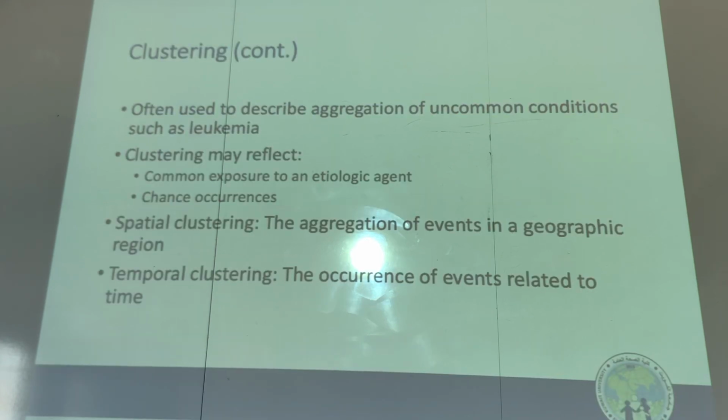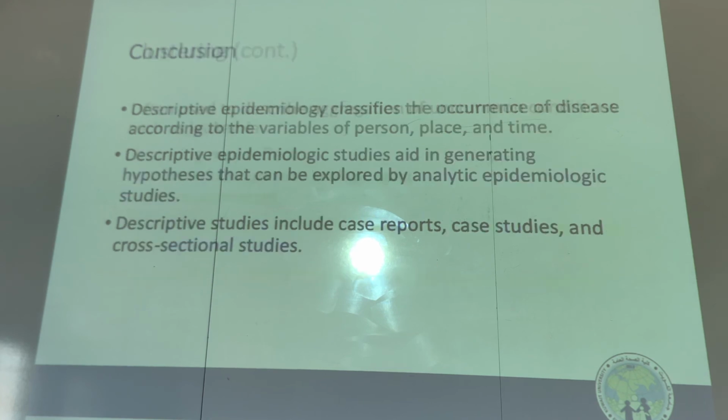Clustering is often used to describe aggregation of uncommon conditions such as leukemia. Syncope is also an uncommon condition. Clustering might reflect common exposure to an antigen agent or chance occurrences. We have spatial aggregation of events in geographical relation, and temporal. So we said spatial clustering is aggregation in a place, and temporal is aggregation in time. Sometimes clustering happens; remember the story of John Snow's cholera. There was clustering around the pumps that were contaminated with cholera. Right.